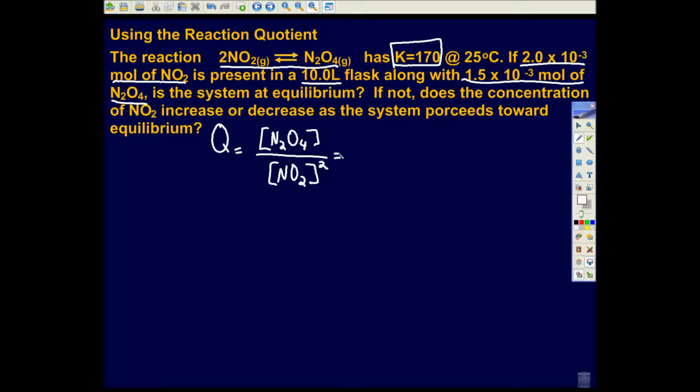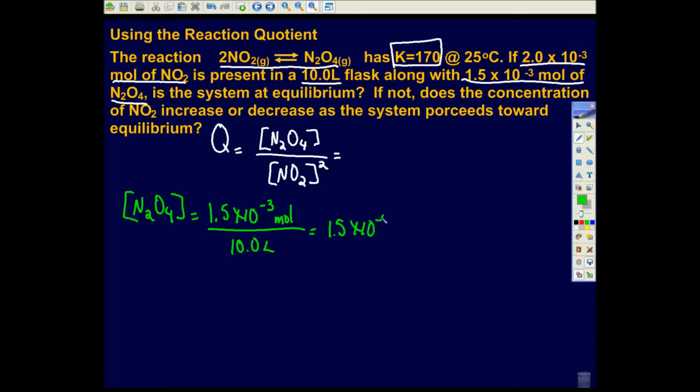I got a molar quantity of the product, so that's 1.5. So let me just go down here and we'll solve for the concentration of N2O4. And that is 1.5 times 10 to the negative 3 moles in 10 liters. And when I do that math, I'm going to get 1.5 times 10 to the negative 4 molar.